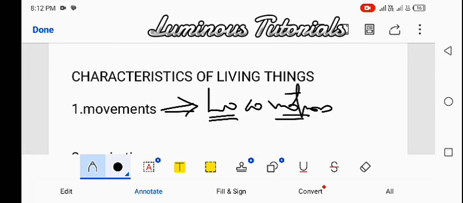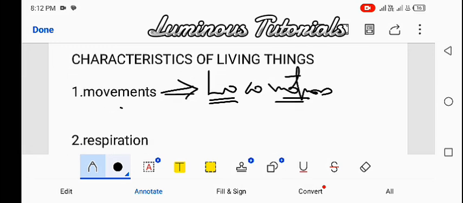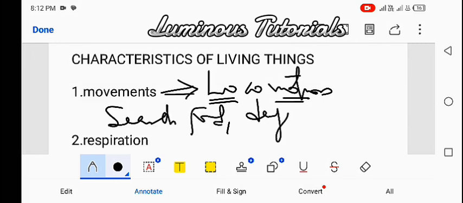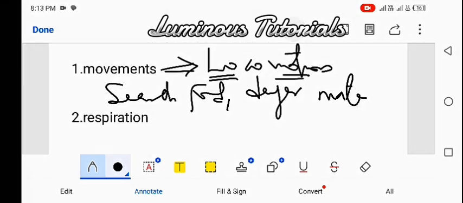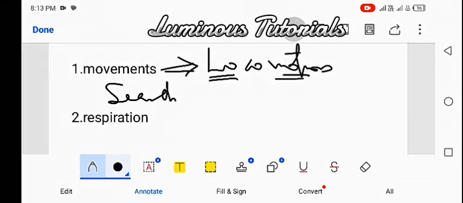Am I communicating? And why do they move? They move in search of food. They move away from danger. They move for competition, to escape, and to meet one another, to mate. These are the major reasons why living organisms move. Are you there?